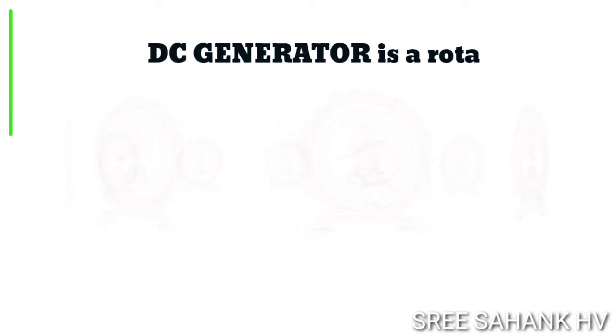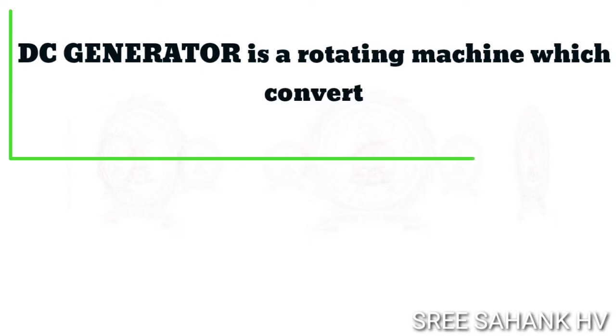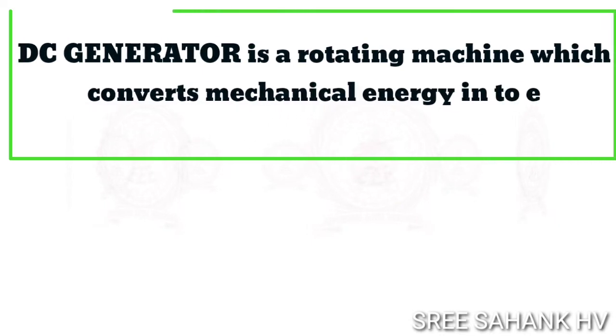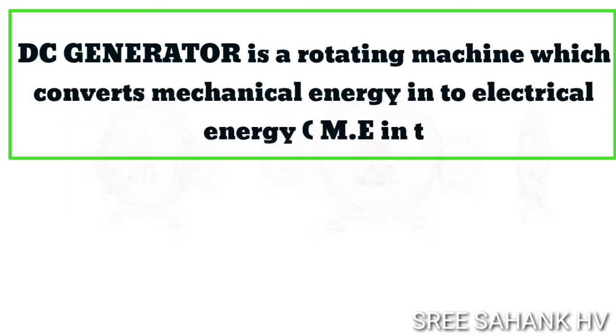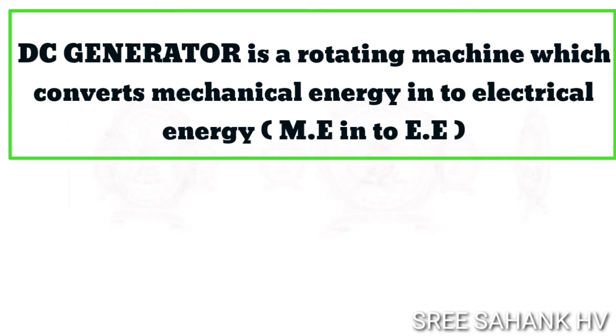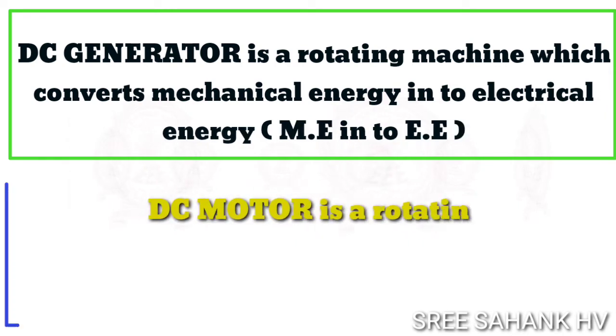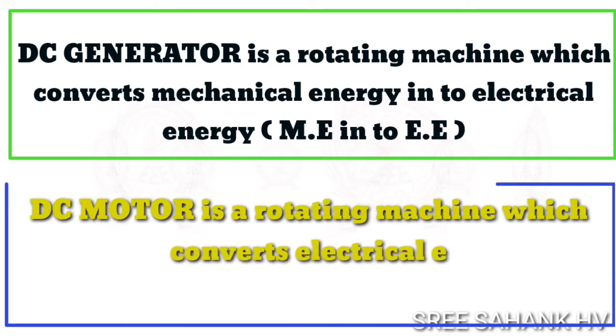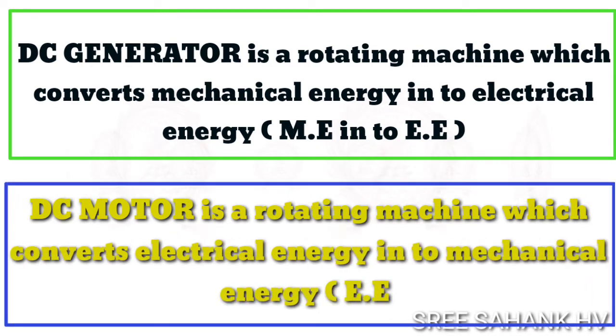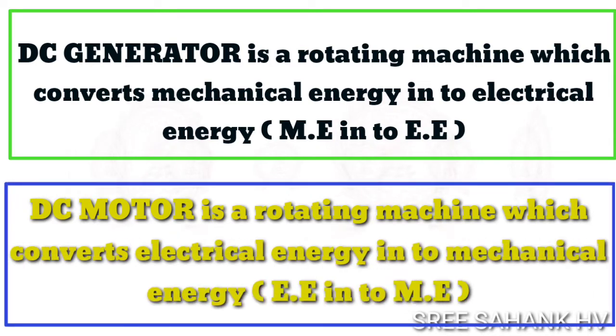DC generator is a rotating machine which converts mechanical energy into electrical energy. Whereas in case of DC motor, it is also a rotating machine which converts electrical energy into mechanical energy. It is just opposite to the DC generator.